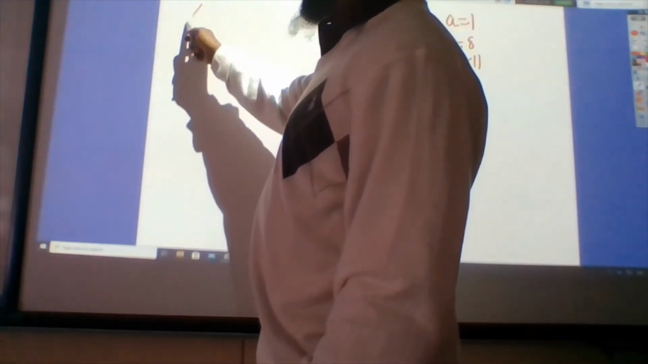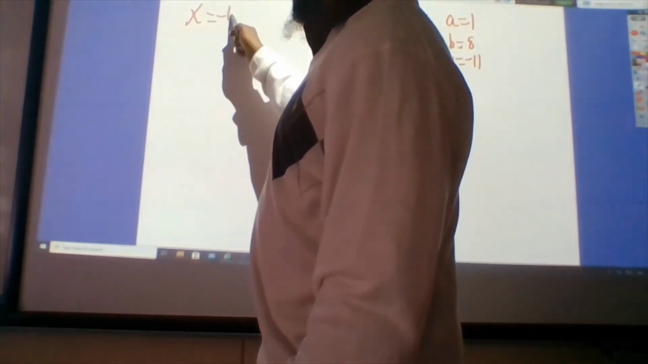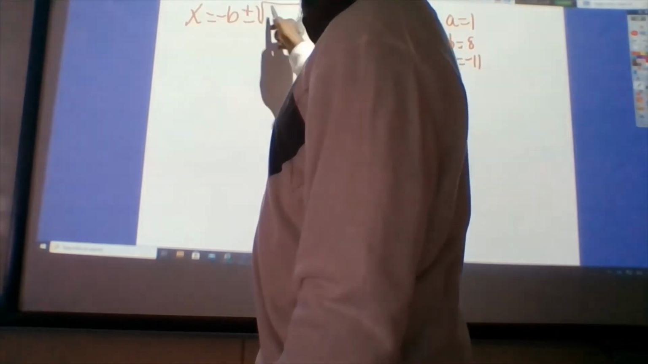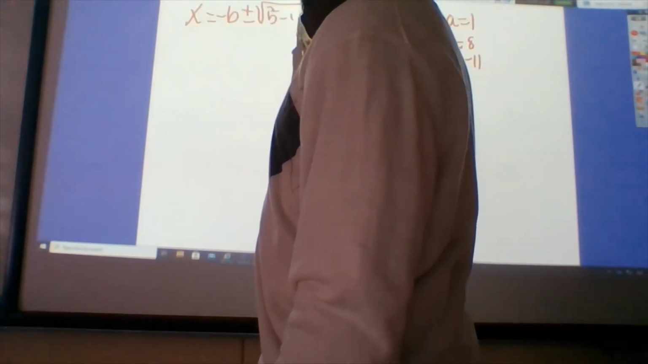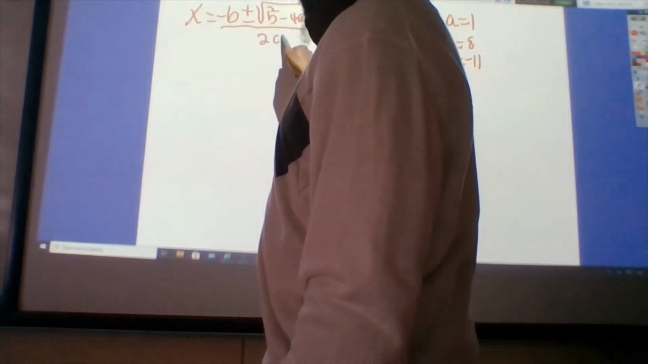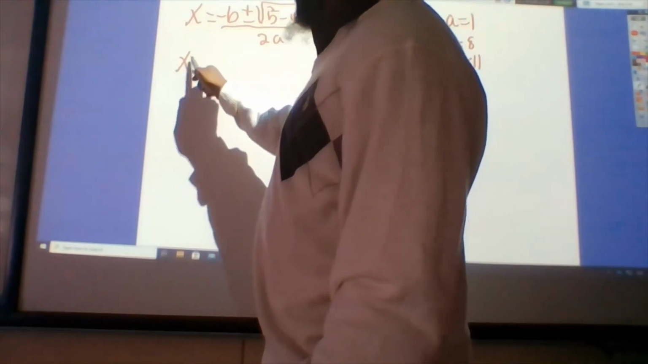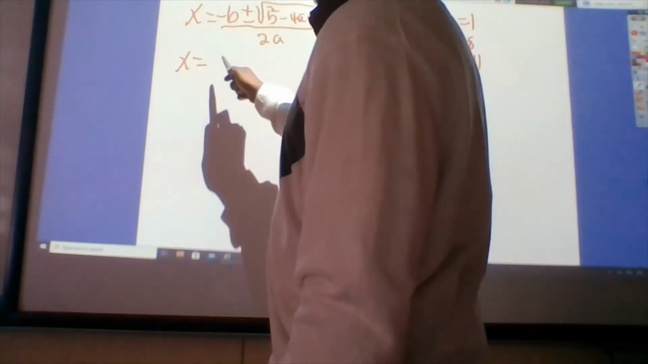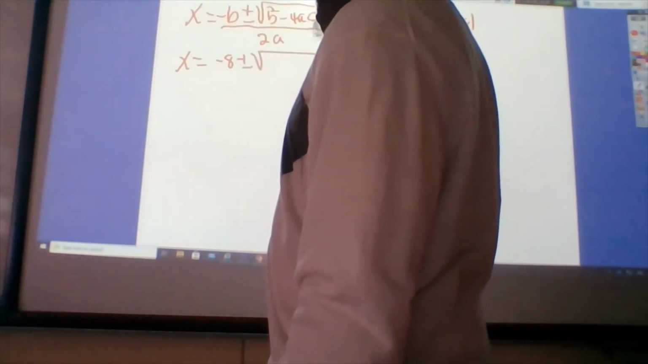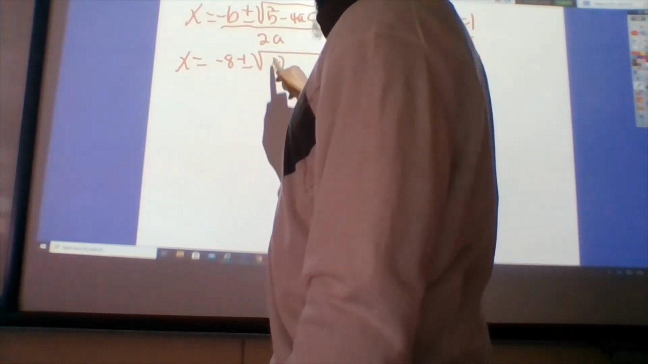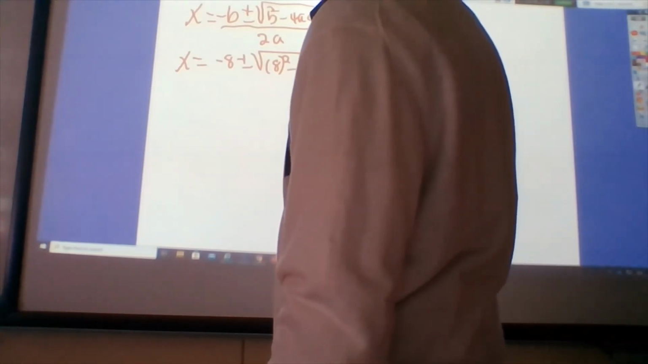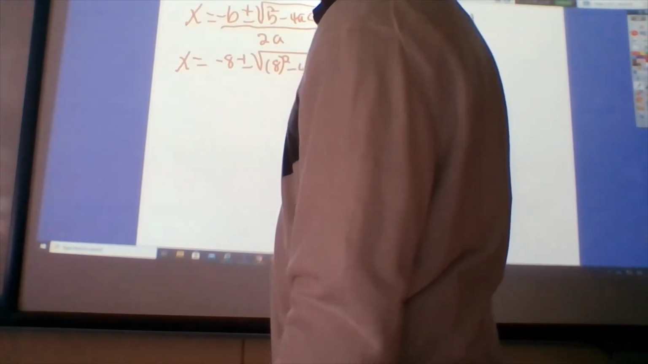So this is a given. Then you'll have x equal minus b, that will give you minus 8 plus or minus root of 8 squared minus 4 times 1 times negative 11. Everything is over 2 times 1. For now, it's very easy when a is 1. When a is not 1, you will start dealing with fractions. That's where many of you are going to start struggling. I don't know why, because it's fractions.